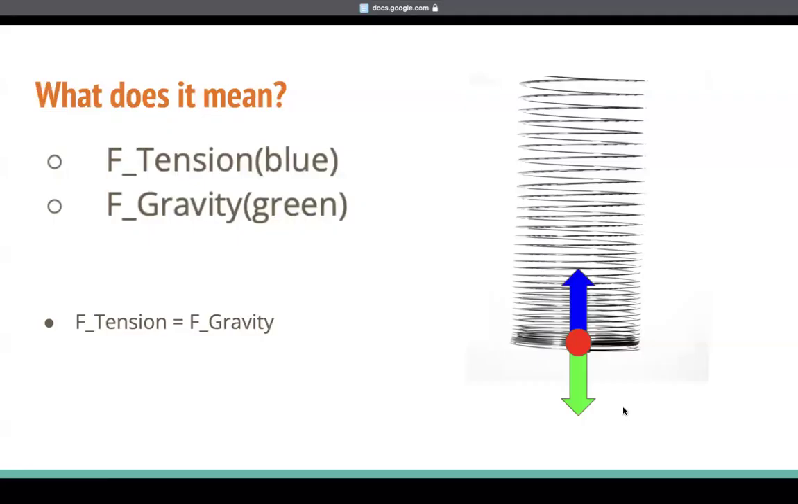Finally, what does it mean? We can see the F tension is the blue, and the force of gravity is the green. In the end, what this means is that when going up and going down are equal, when the force of tension and the force of gravity are equal, basically the bottom won't move. So in the end, this is like magic because the top is moving, but the bottom doesn't move down until the top hits it, completely getting rid of tension and making gravity overpower it.